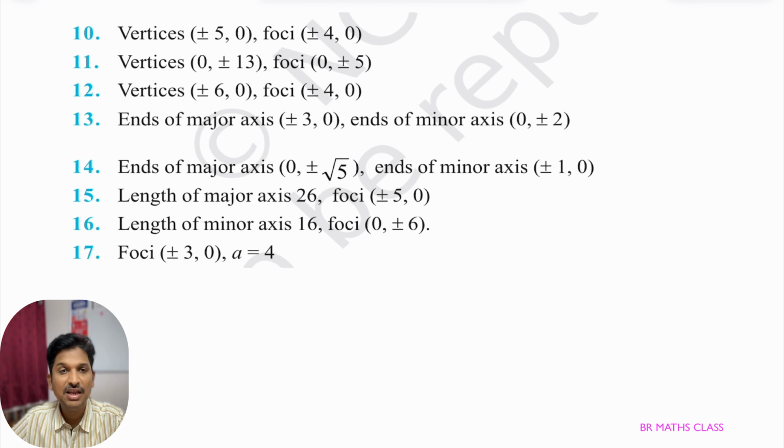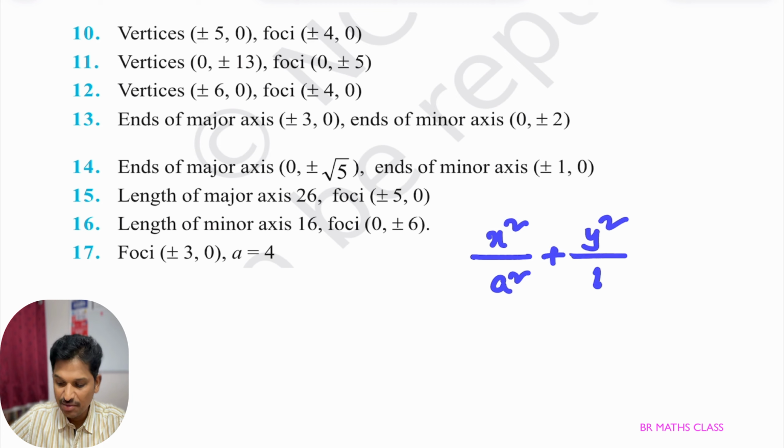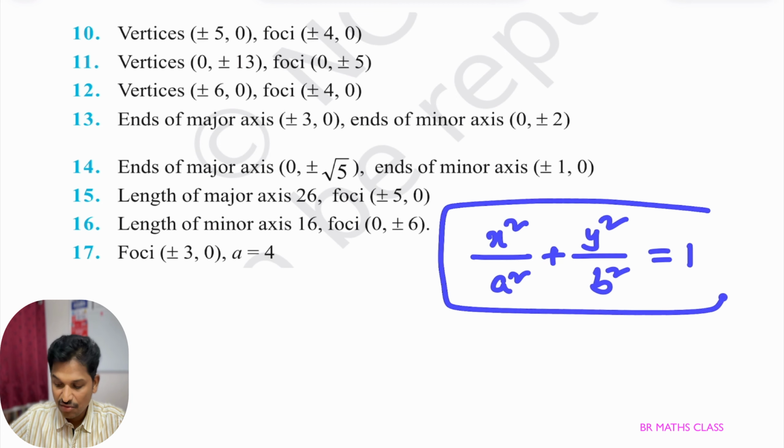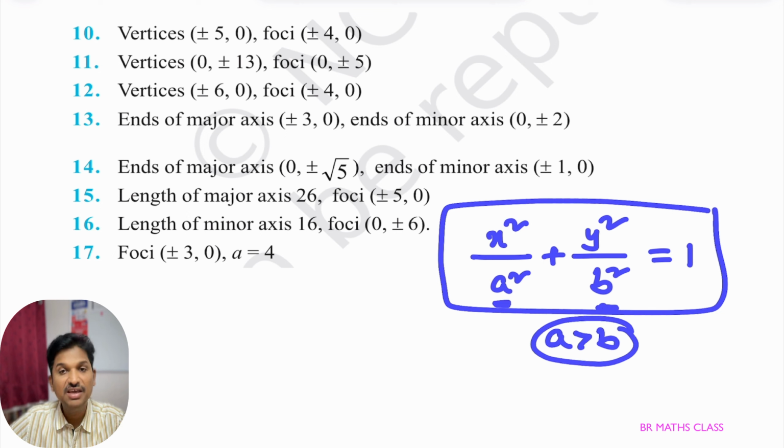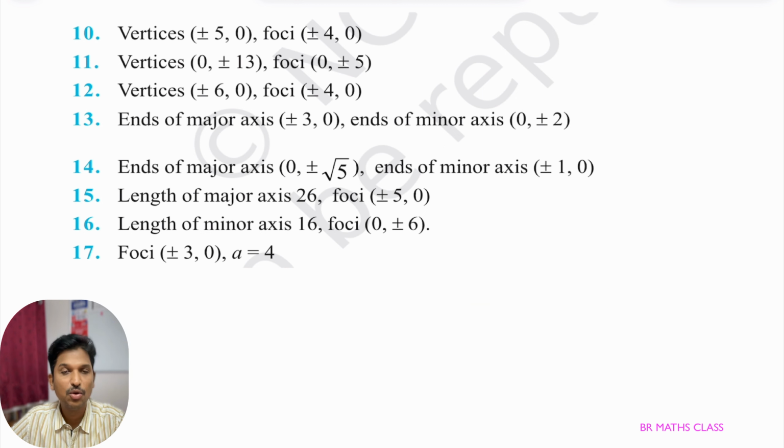You know that in Ellipse, a total of 2 types of ellipses are there in our syllabus. One is called standard form. What is the standard form of ellipse? x square divided by a square plus y square divided by b square equal to 1, where a is greater than b. If a is greater than b, then that is called the standard form of ellipse. Another one is a is less than b. If you are good in all those formulas, doing these problems is very easy.